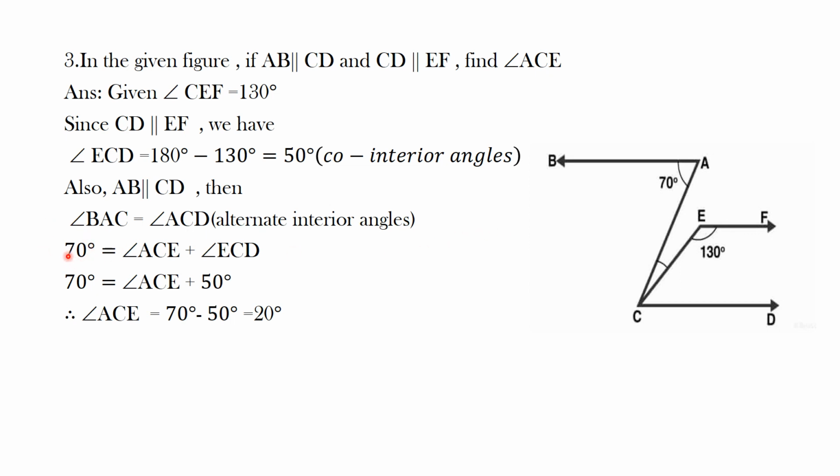BAC is 70 degree. That is equal to angle ACE plus angle ECD. We got a measure of angle ECD as 50 degree. Substituting the value, we have angle ACE is equal to 70 degree minus 50 degree, which is equal to 20 degree.